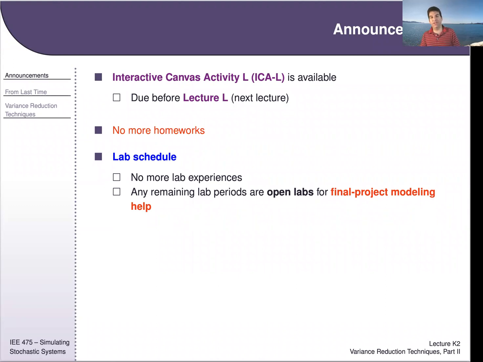Announcements: ICA-L is available. That is the last ICA based on new content. And then there's this homework J2 that was originally due today, but because I was tardy on a couple of questions about homework J2, and because I thought lab 10 might actually be helpful, since in lab 10 you learn how to use things like the process analyzer and OptQuest, which you definitely could use in homework 2, though you don't have to, I said, what the heck, let's just extend the availability until Tuesday night. So that is reflected on Canvas.